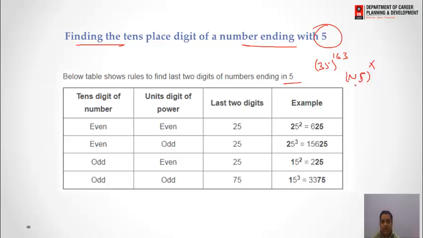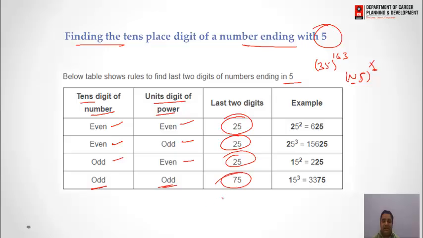Here we just need to consider two things: the tens place of the base value and the power number as well. If the tens digit of the number is even and the unit digit of the power is even, the last two digits are always 25, whereas if the tens digit of the number is even and the power is odd, the answer is 25 again. Where the tens digit is odd and the unit digit of the power is even, the answer is again 25. But where the tens digit is odd and the power is odd as well, the last two digits are 75. Let's say for example, 135 power 129.